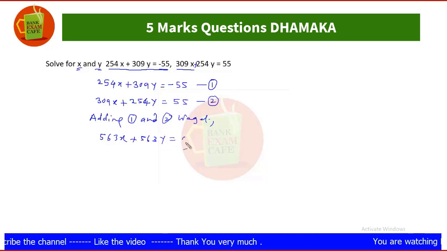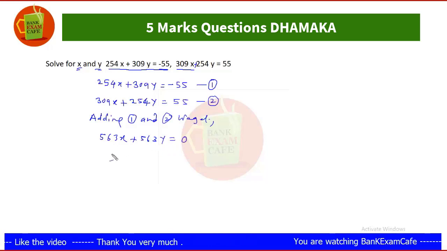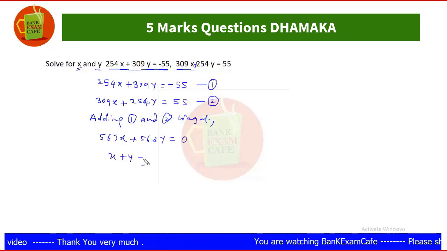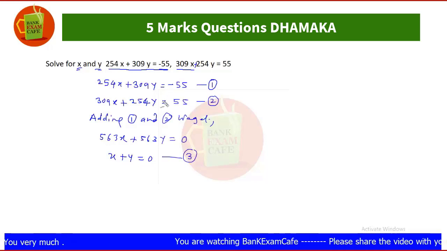So divide by 563 throughout the equation, it will be x plus y is equal to 0. Let this be equation number 3. Now subtracting equation 1 and 2.